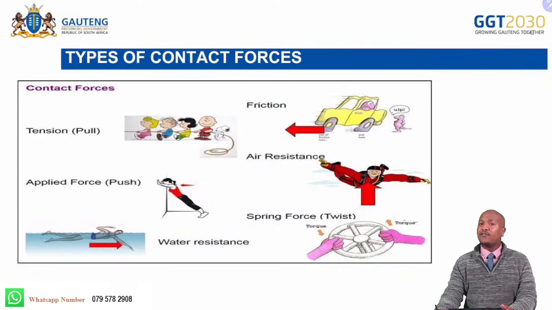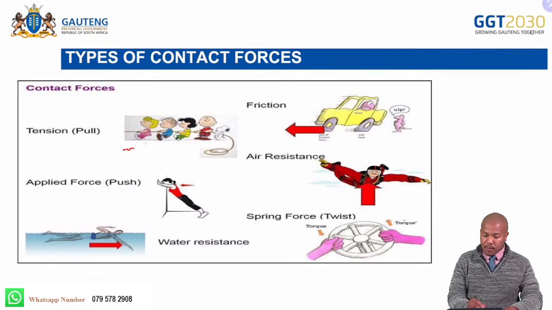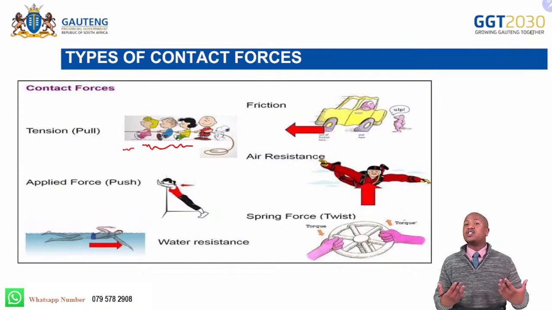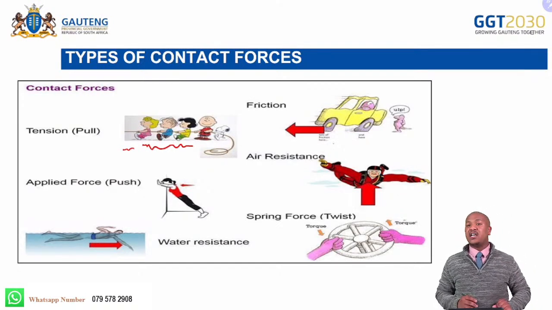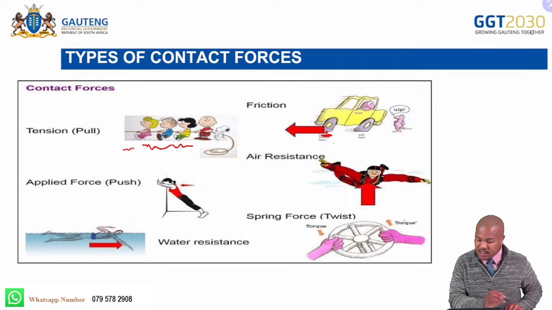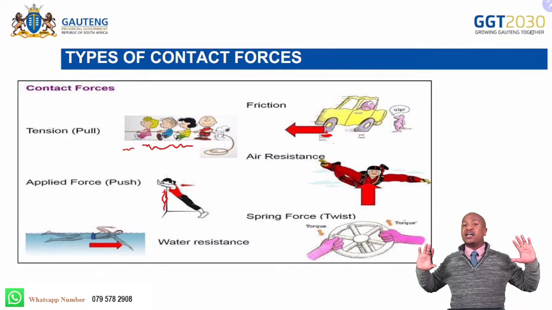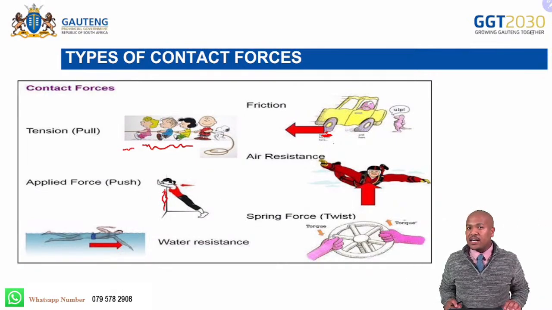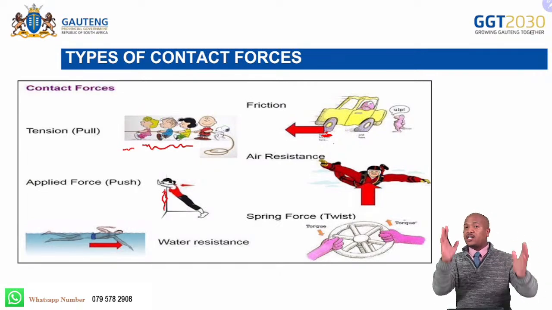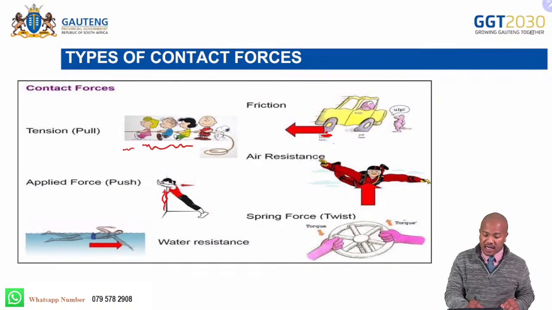So now, contact forces. We have examples such as tension. Tension is a pull force. Here's an example where you have a group of friends pulling this rope. We have friction, which is the force that occurs when two objects slide against each other, like this car against the surface. Also, you have the push force here, which is applied force. This lady is trying to push the wall. These are two forces acting against each other. They are touching each other, the wall and the lady.